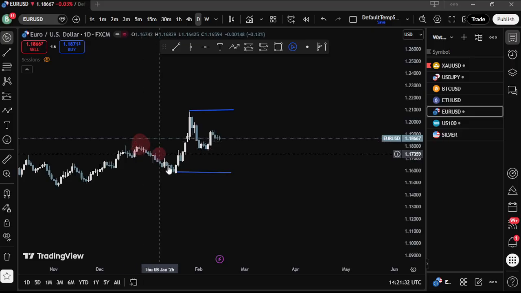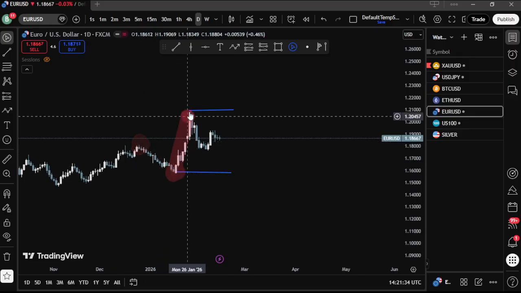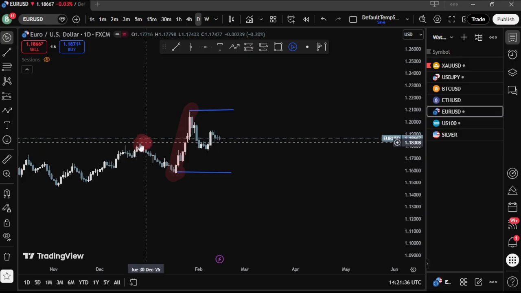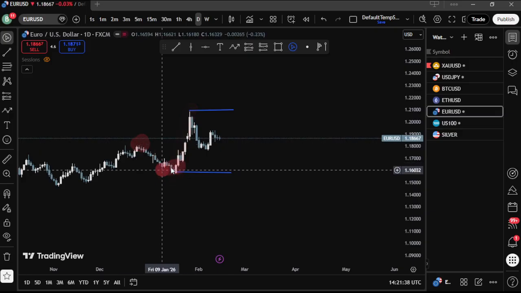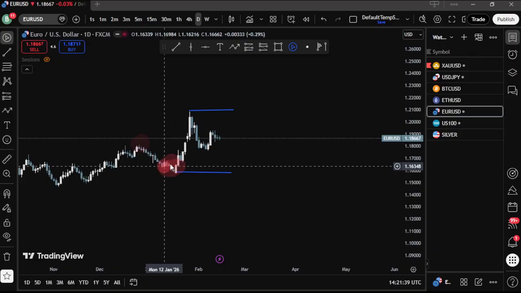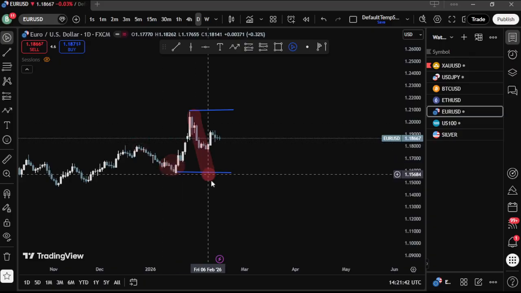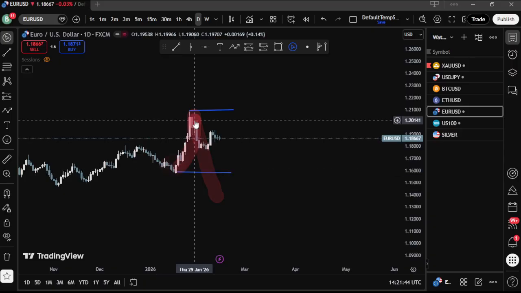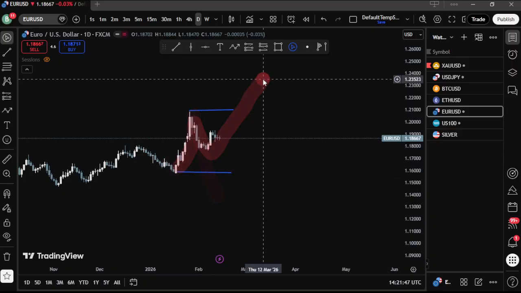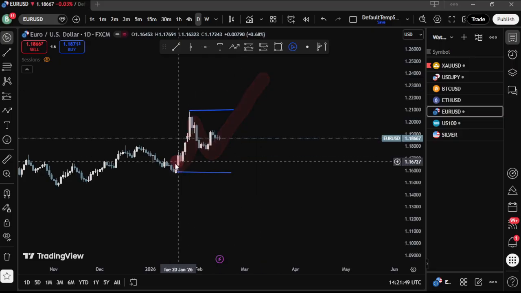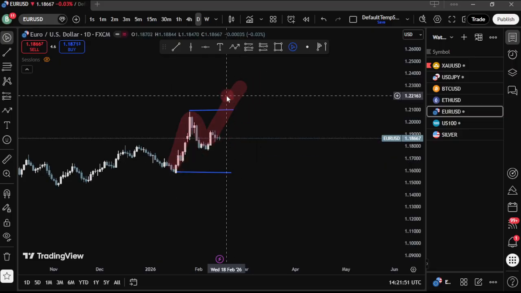Observe this one that is sitting right here. This low that was made was able to break this swing high over here. So it means that this low is what is strong. We expect it to be what defended. So I don't expect the market to come down over here. I expect it to do something like this and continue higher.